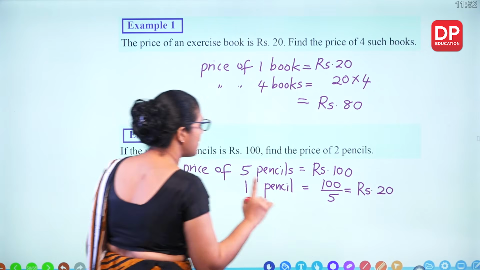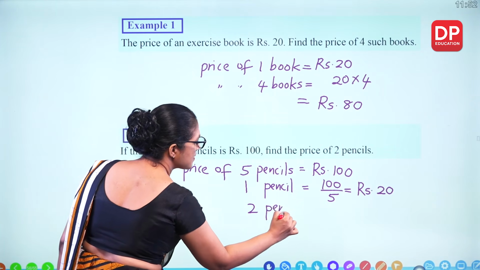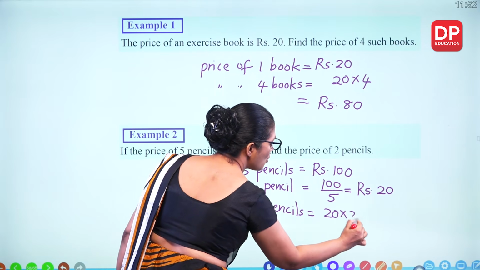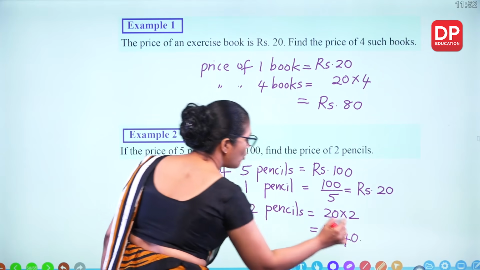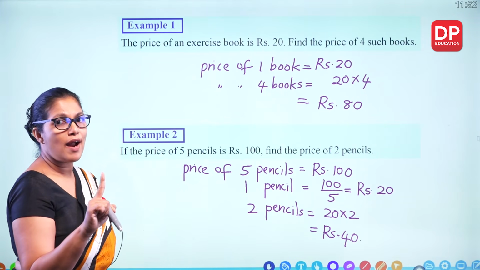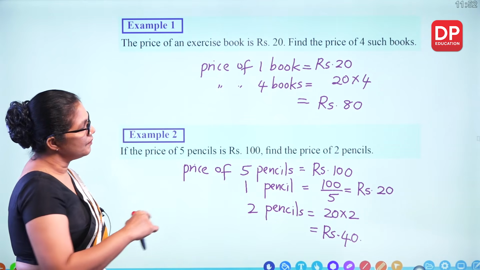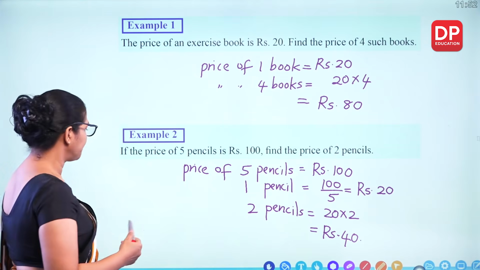20 rupees. Then you can find the price for 2 pencils. 20 times 2, you get 40 rupees. So it's good to find out the price for 1 and then consider what you want. Consider 2 pencils.